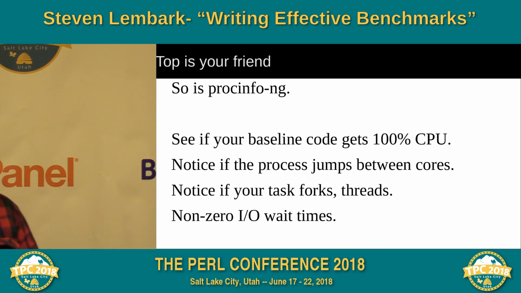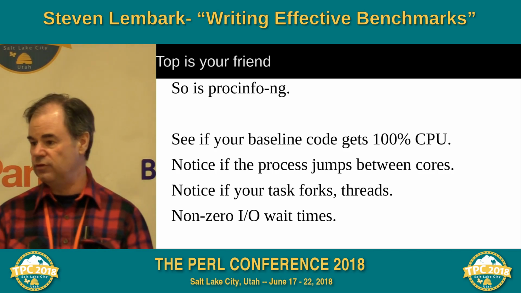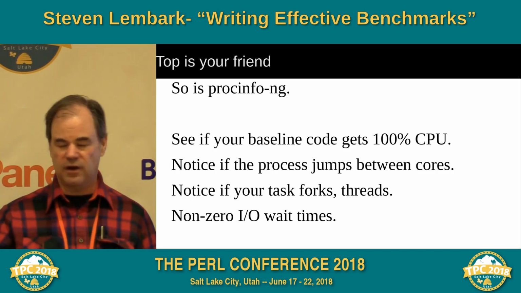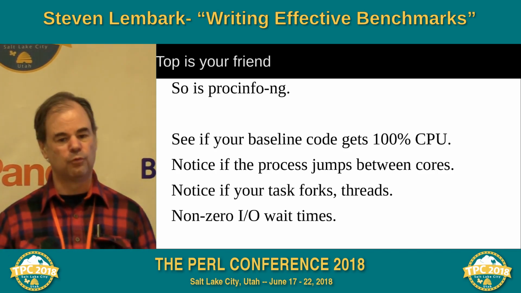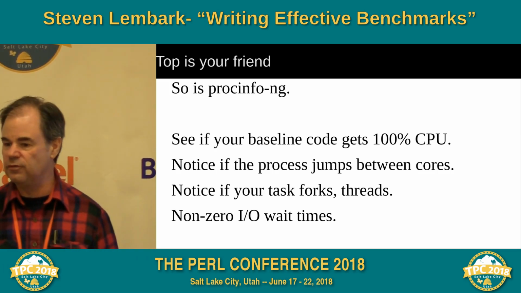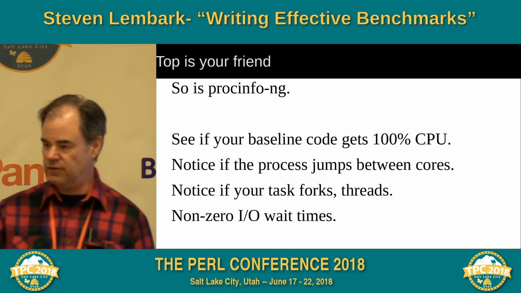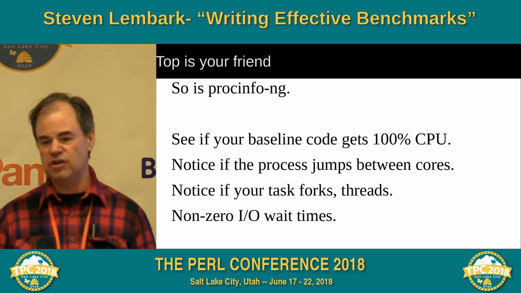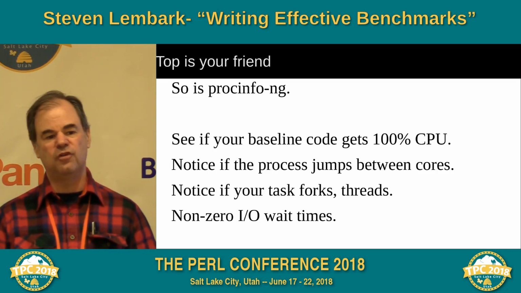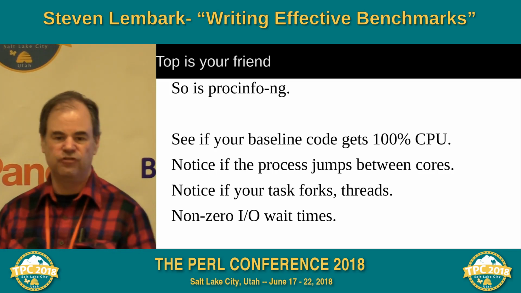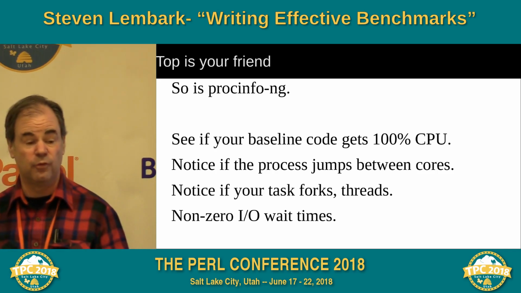Notice if your process is jumping between cores. If you go into top, you can see which core you were running on last. It's one of the options. You can put that where you can see it. If that number keeps changing, then you're really testing whether or not your L1 and L2 cache association is effective. You're not testing whether your code runs well.